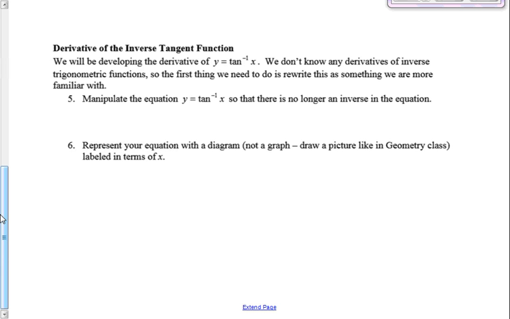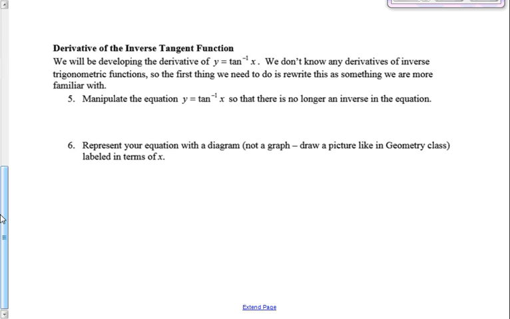So let's start with number 5. We need to manipulate this equation so that there's no longer an inverse in the equation. I know nothing about the inverse trig derivatives. I know little about inverse trig at all. So let's get rid of it. I don't want to have it anymore.